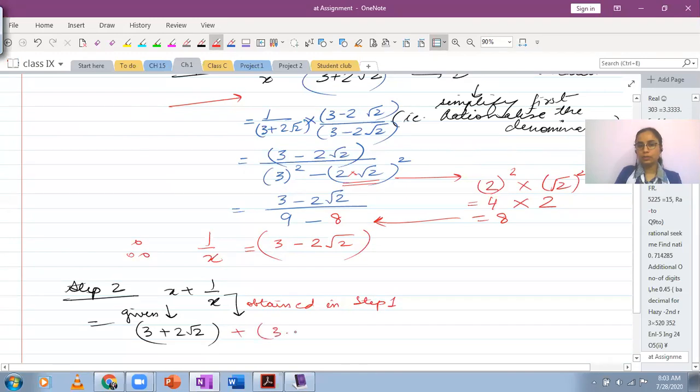So this will be 3 minus 2 under the root 2. Now simplify. Open the brackets. It's addition. बीच में plus sign है, so you need not worry. अगर यहाँ पे subtraction होती, तो इनके signs change होने थे.